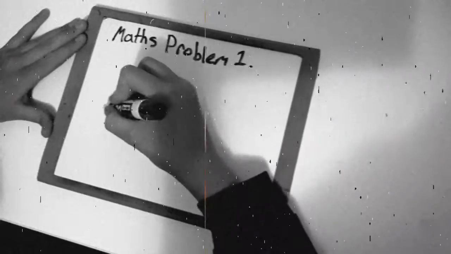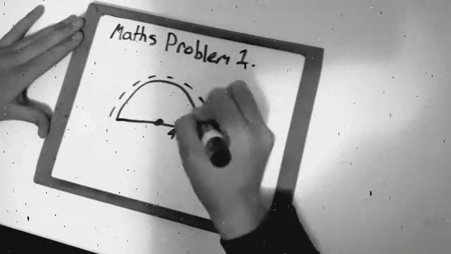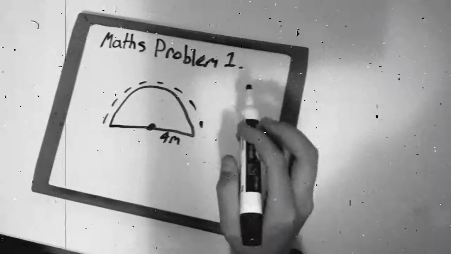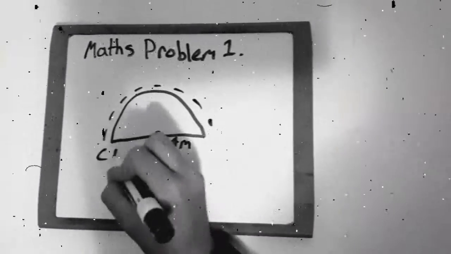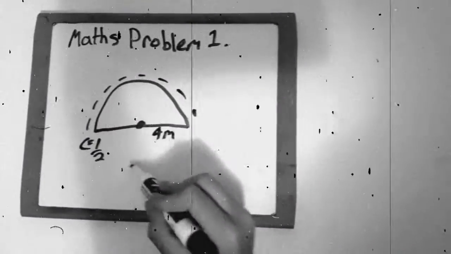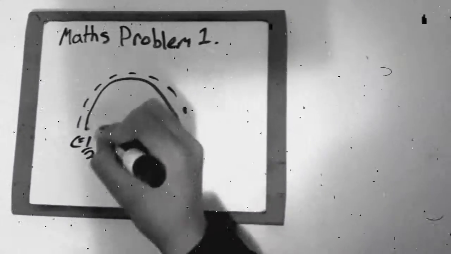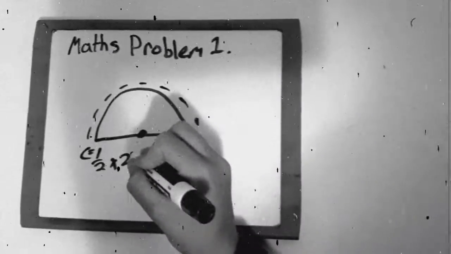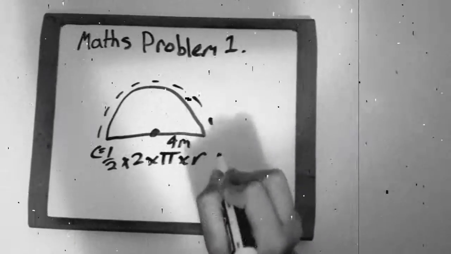Today we're going to try to find the circumference of this circle, which is the outside or the perimeter of the circle. So what we need to do first is find the formula for a semicircle, which is C equals half. We do half because just imagine there's another circle going here, and that's half of a full circle. So half times 2 times pi times r.